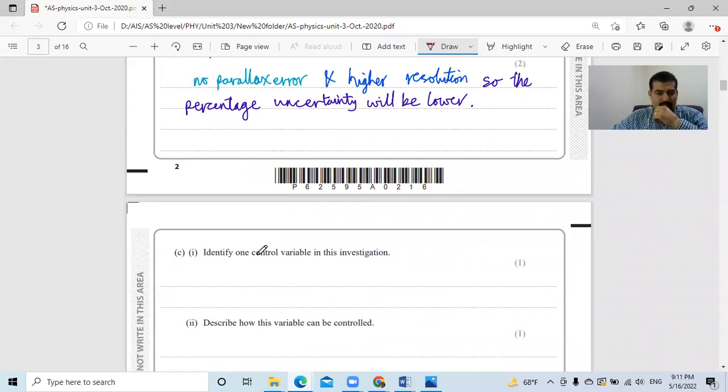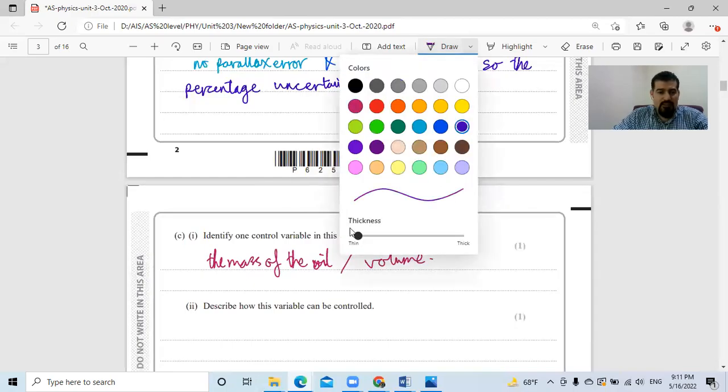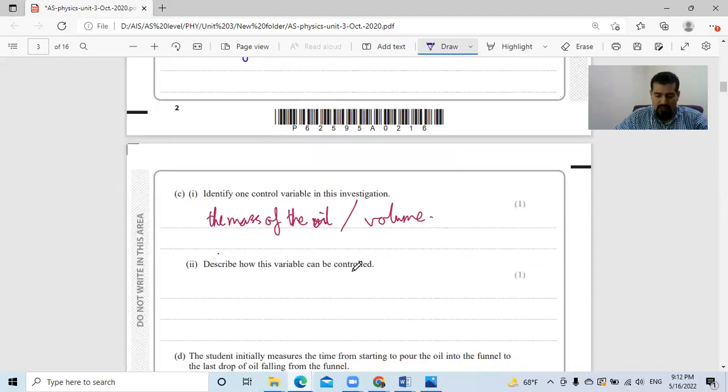Part C. Identify one control variable in this investigation. You can say the mass or the weight of the oil. Let's say the mass of the oil, or the volume of the oil. And you can say the volume, since we are using a measuring cylinder. So, describe how this variable can be controlled, how we can control it.